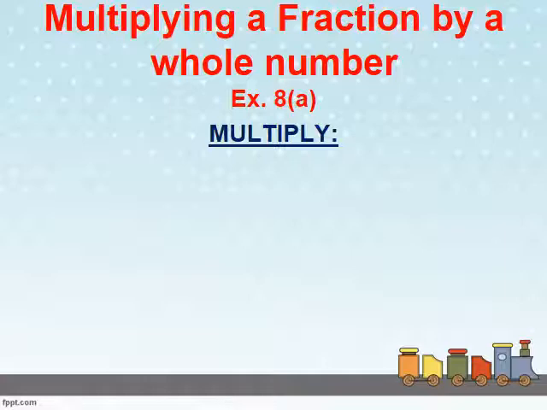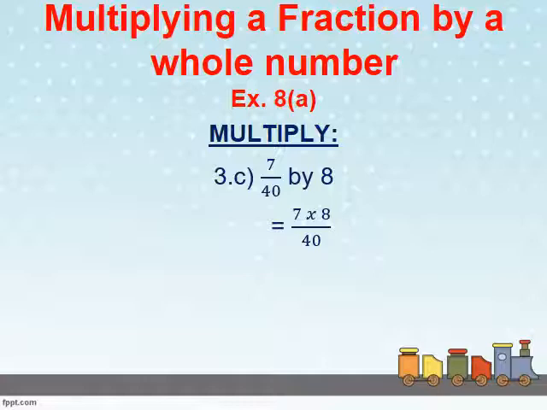Now children, let's come to the next question of exercise 8A, which is question number 3, C part. So here we have to multiply 7 by 40 by 8. Again 7 by 40 is a fraction and 8 is a whole number. So 7 by 40 multiplied by 8 is equal to 7 multiplied by 8 in the numerator upon 40, which is the denominator.